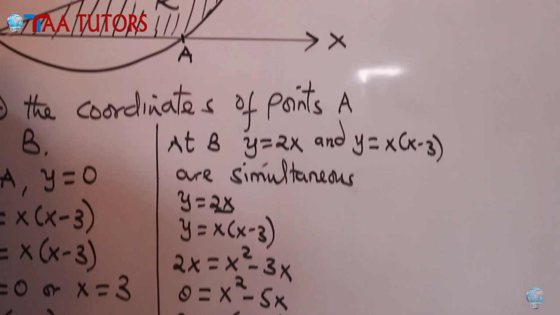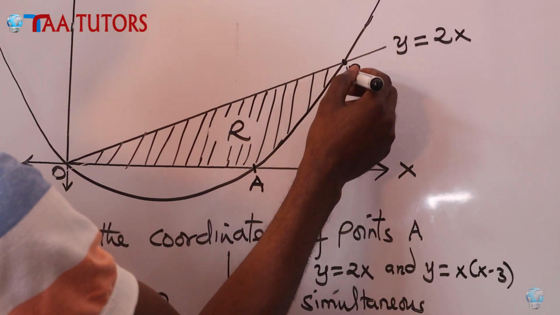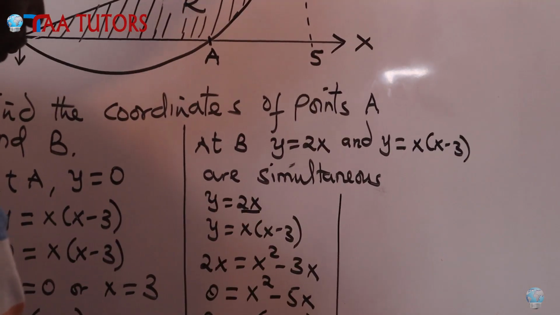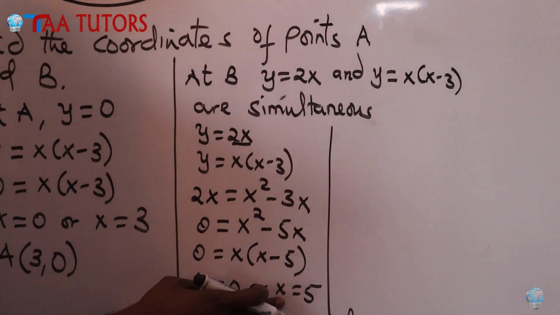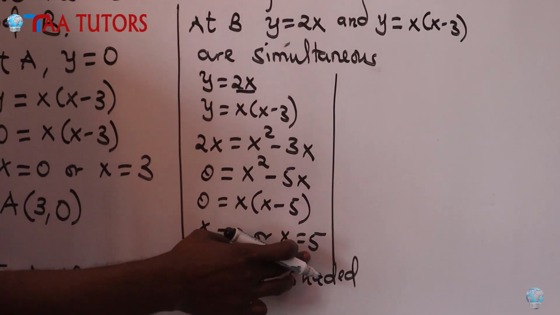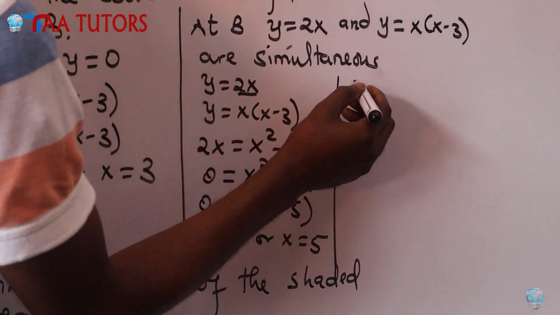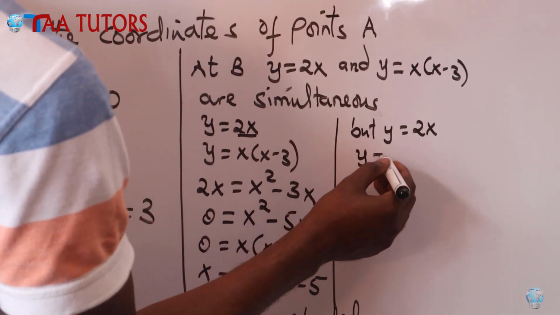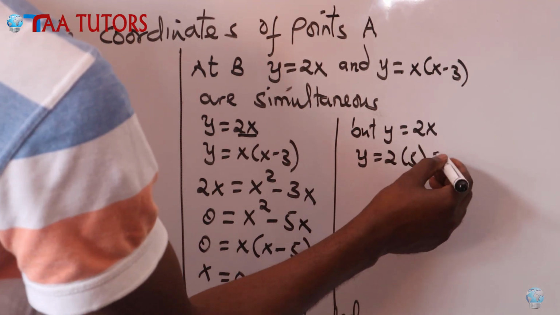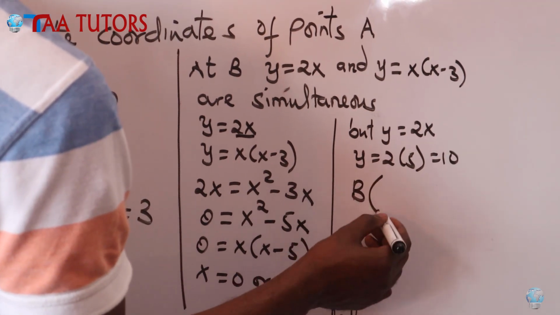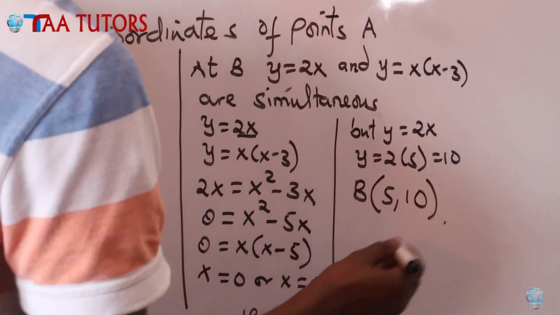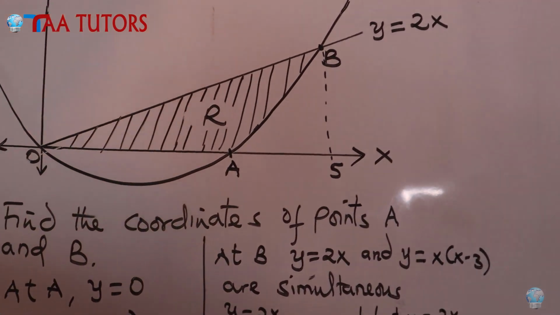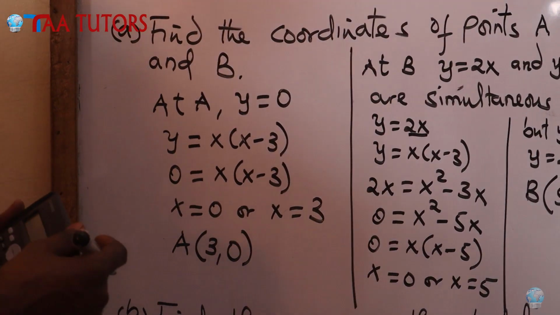We know 0 is here, so 5 must be somewhere there. So the x coordinate of B is 5. The y coordinate, we know that y equals 2x, so it will be 2 into 5, which is 10. So the coordinate of B here is (5, 10). Now, viewers, we have determined the coordinates of A and B. Now we need to get the area.